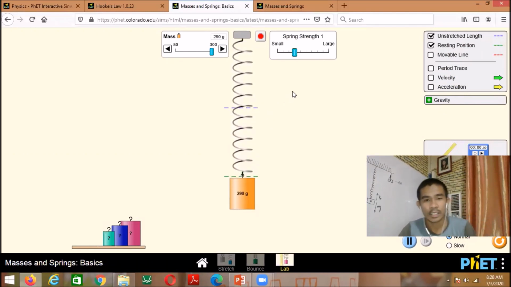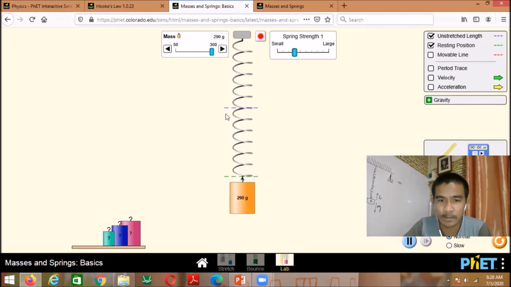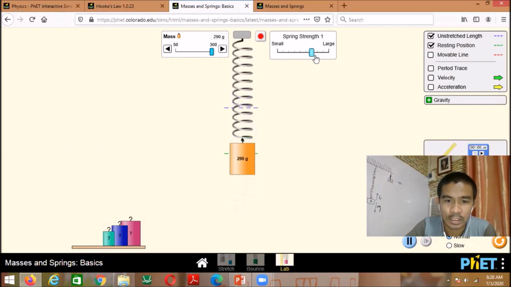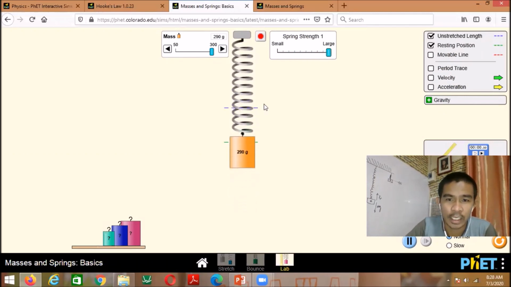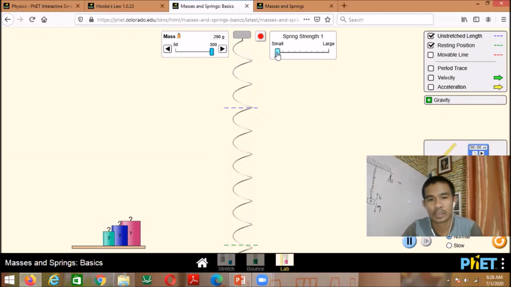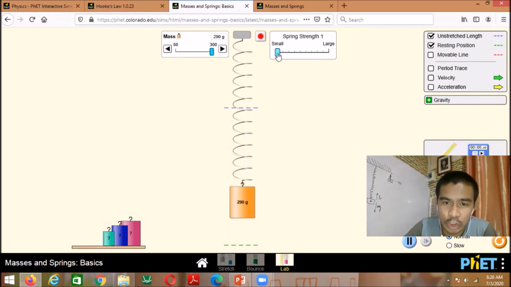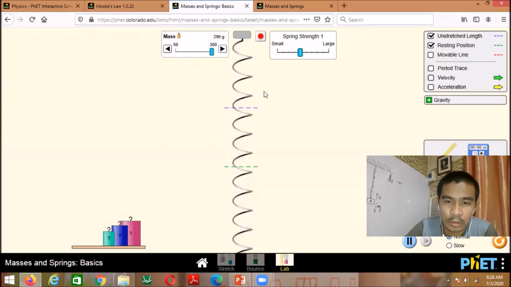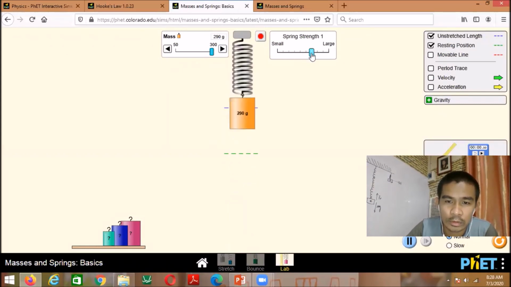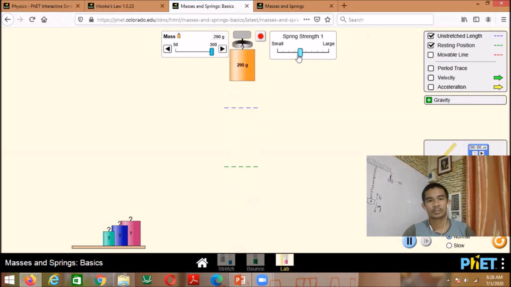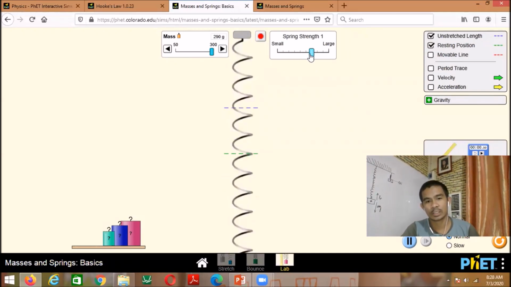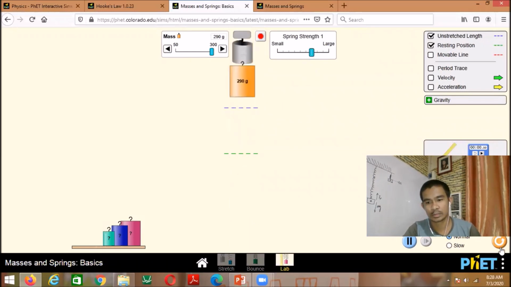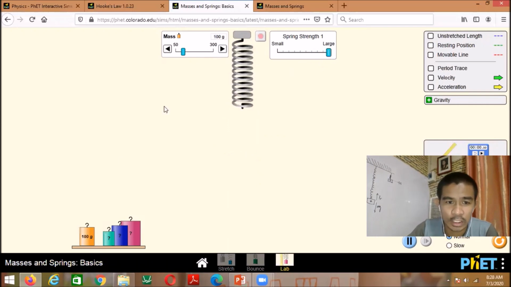Right. Now, let us compare the displacement of the spring as I increase the spring constant. Again, observe. As I increase the spring constant, let me observe. I'll increase the spring constant, with the same amount of mass hung, which is 250 grams.